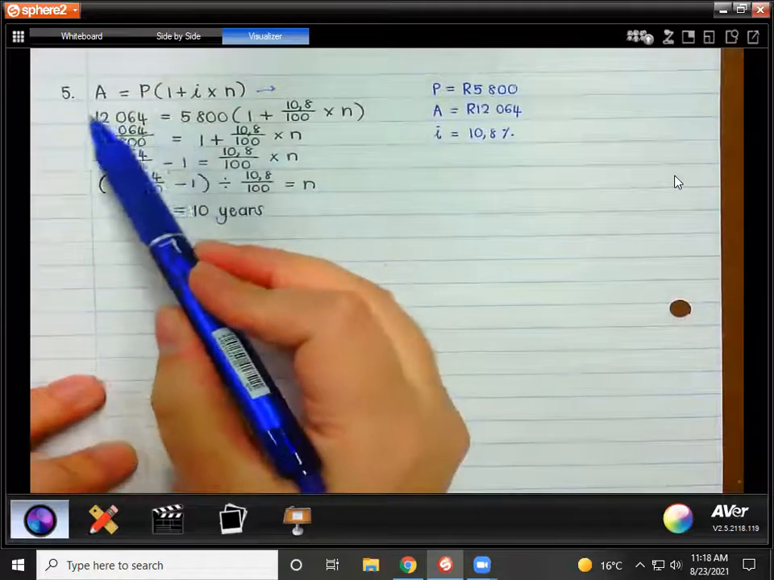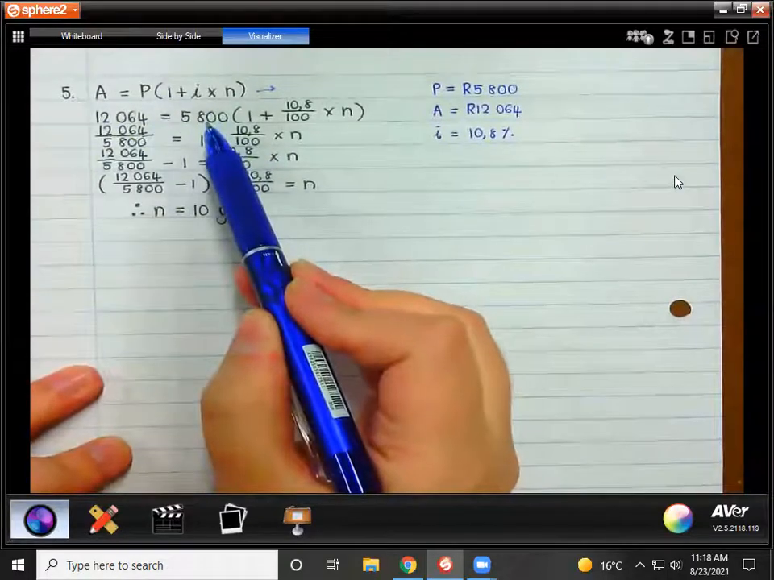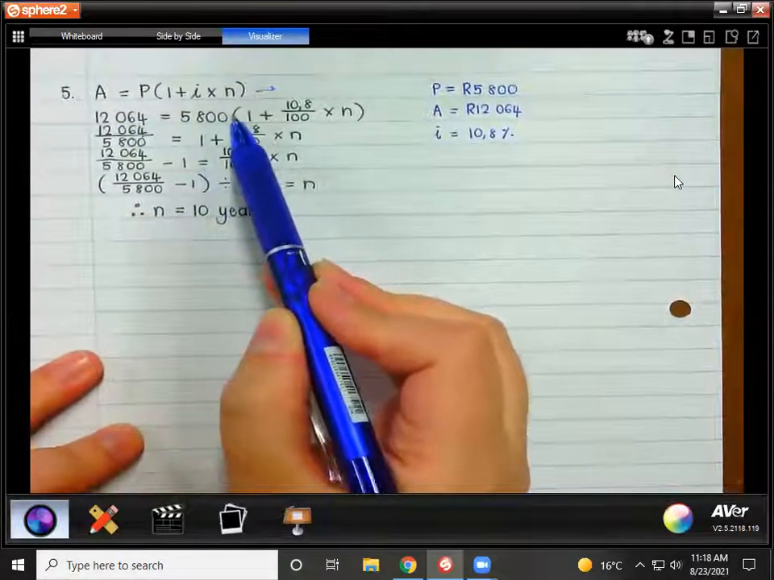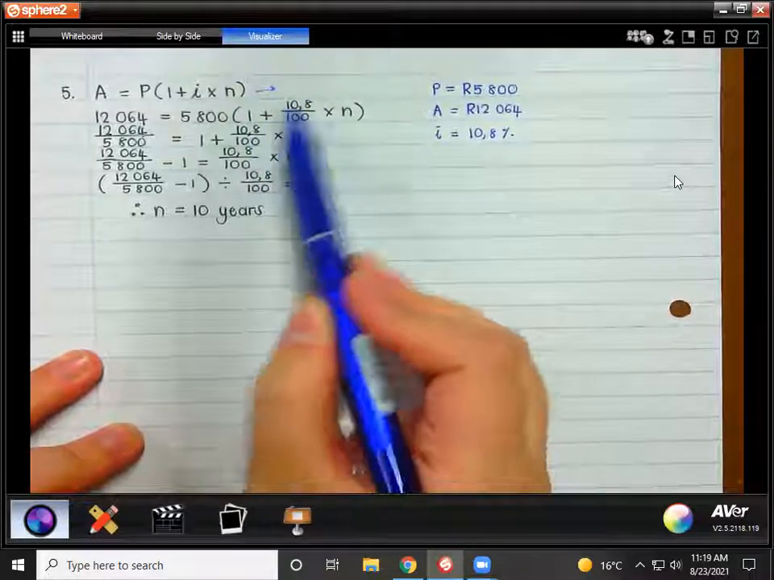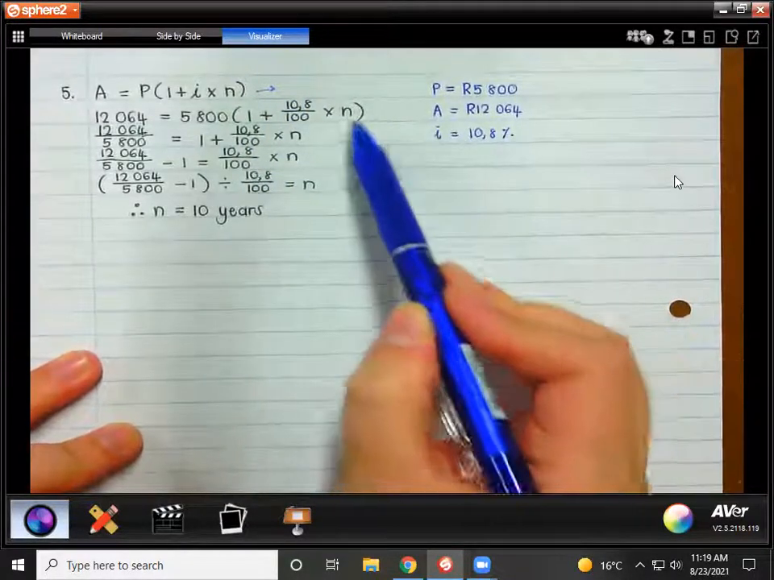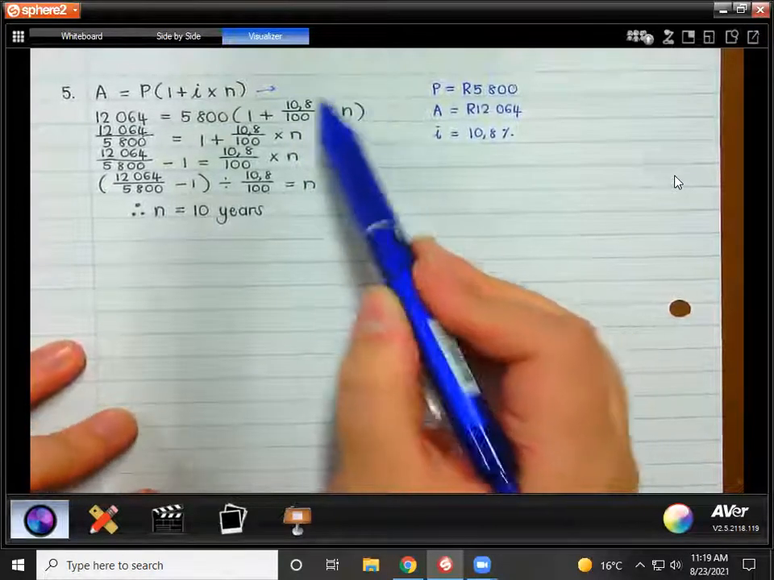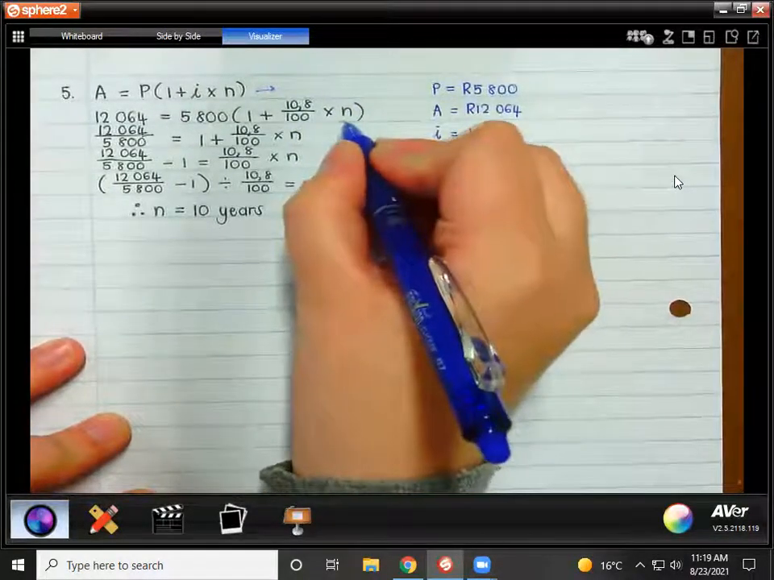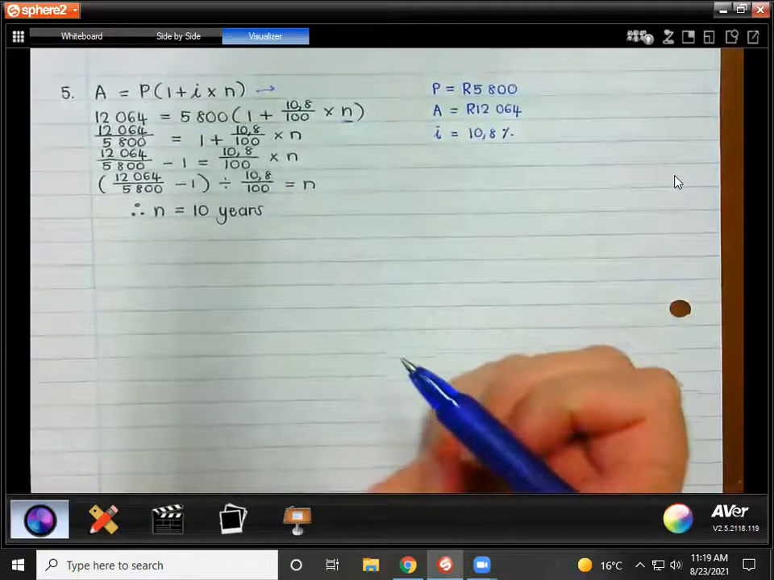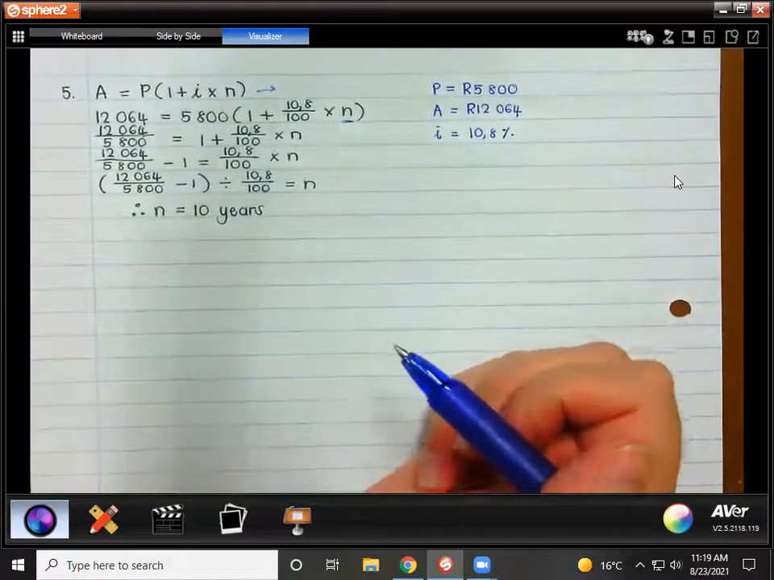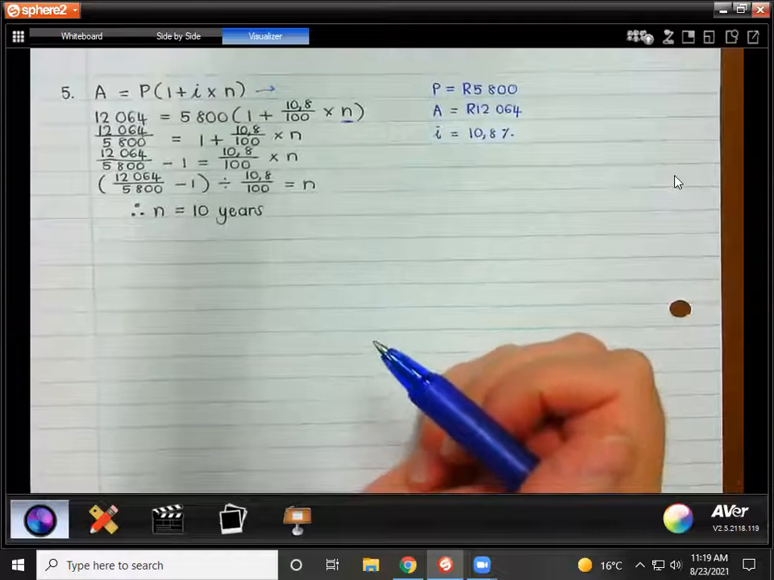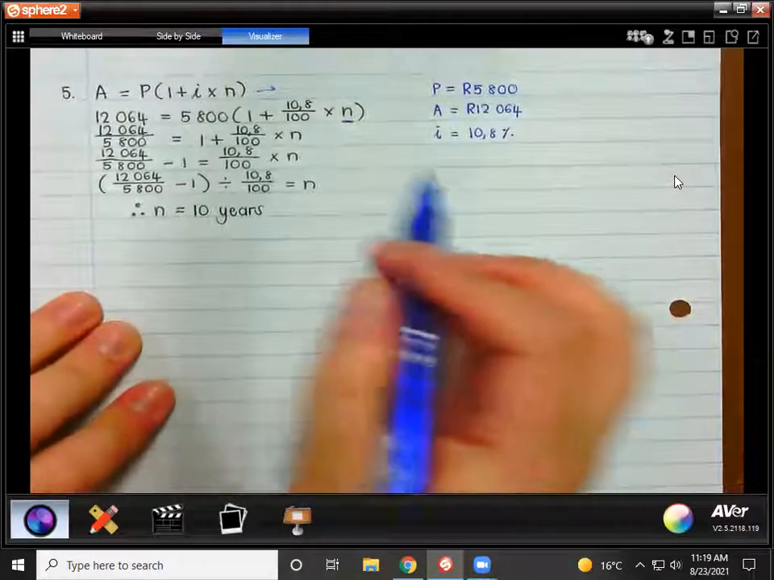you put your A value in and then equals P, which is 5,800. Bracket 1 plus I is 10.8%. So we write that over 100 times N. N is what we're finding. Now again, N is inside the bracket, so we need to move everything away first from the bracket and then from the N. So we're going to have multiple steps.